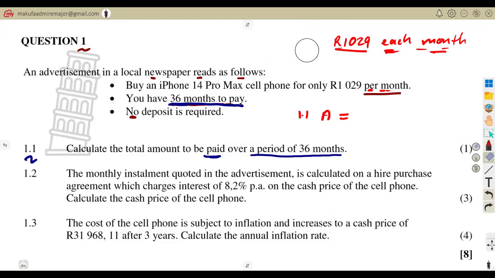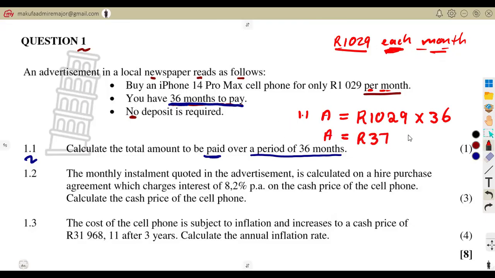But guys, you can avoid doing that by simply multiplying that amount of 1,029 by the number of times that you're going to pay it. How many months? Because you're paying it each and every month. But how many months? 36 months. Each month, 1,029. So that was your question there. You have the total amount. So that was going to give us a total amount of 37,044. Now you can see, okay, over this period of 36 months, this is what I'm going to pay.